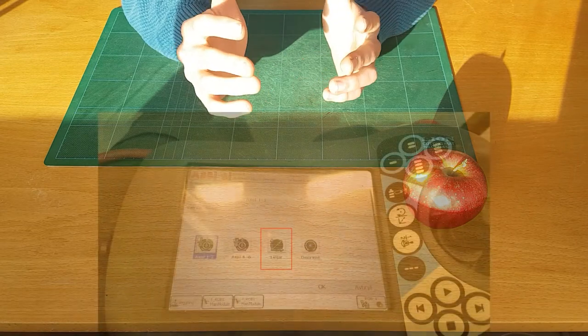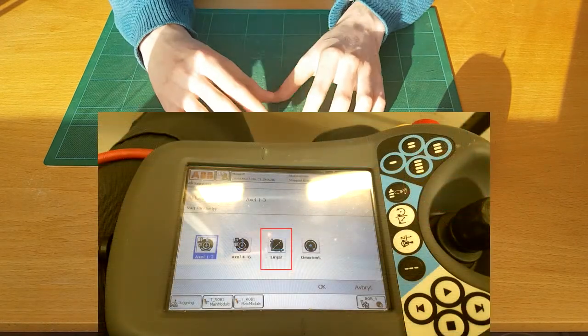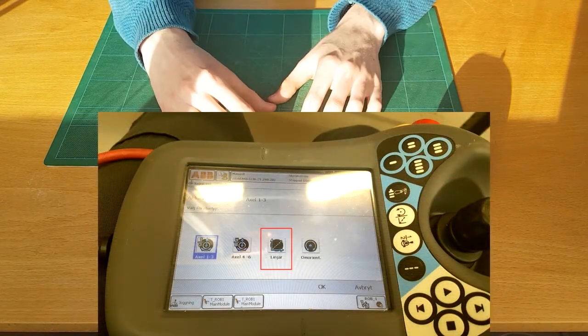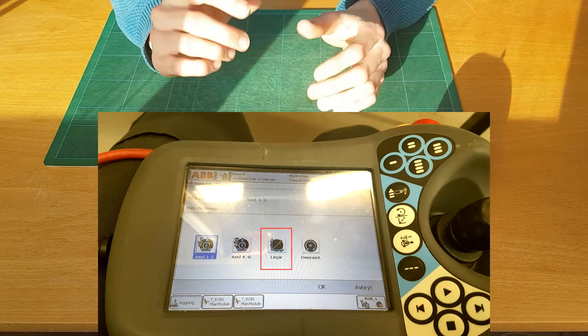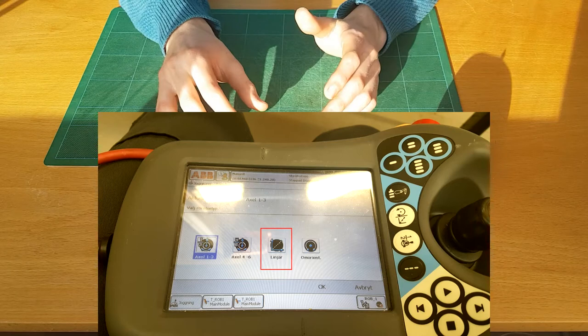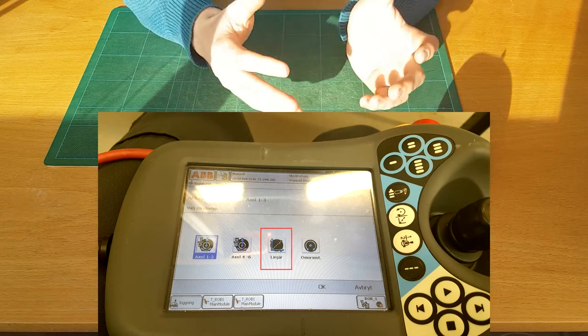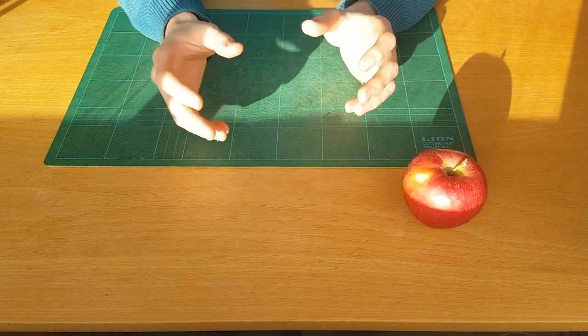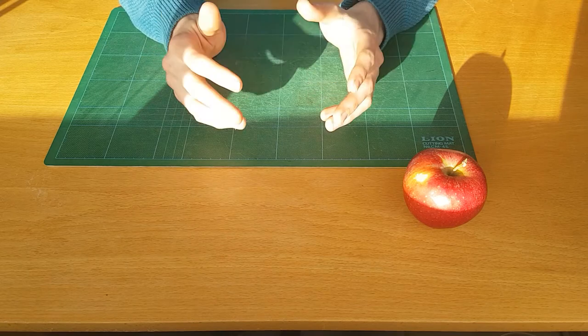So they have this movement type that you can select from the movement type panel on the flex pendant. It's called linear movement. This makes it so that you can move it in different directions instead of moving it axis by axis.